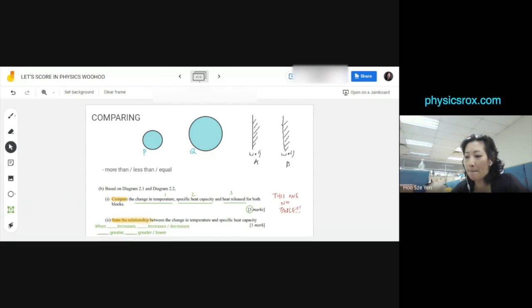If they wrote based on physics concepts, then that one you can write directly proportional, inversely proportional, because based on the concepts that you know. But if the question wrote based on diagram, you will write based on diagram. Clear or not?